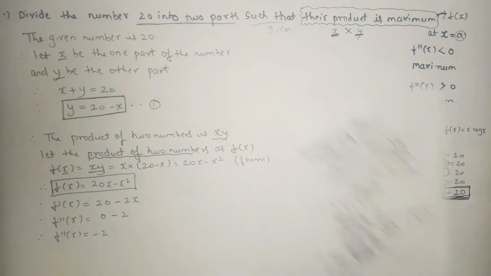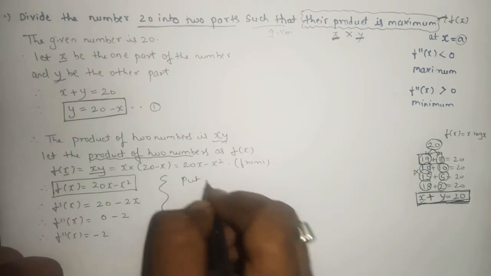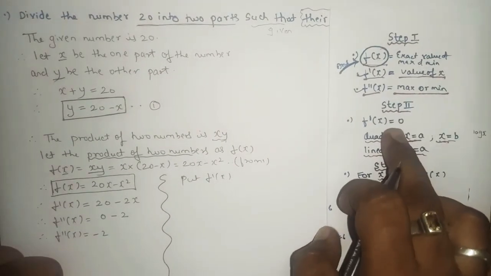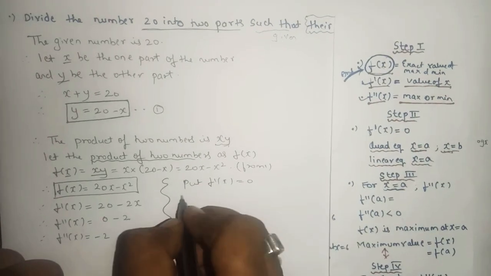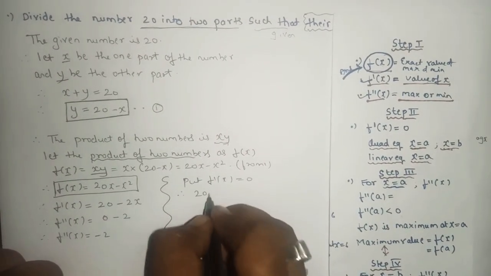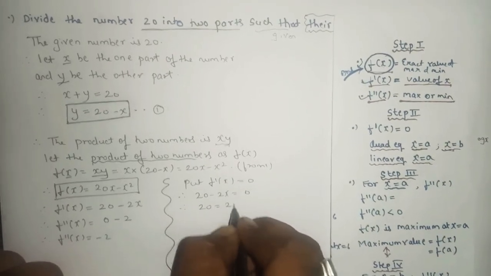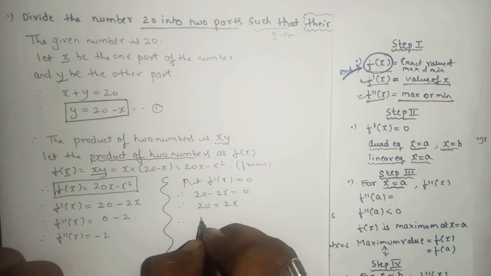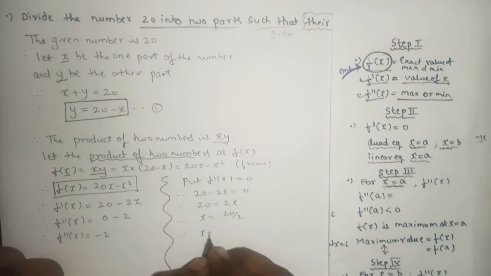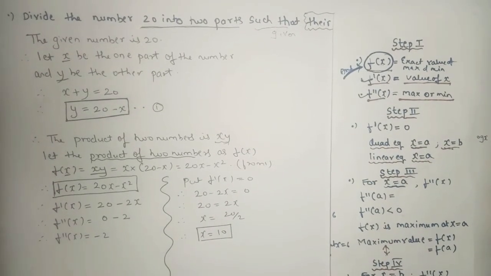Okay. After this, we know that we put f dash x equal to 0 as the second step to get the value of x, yes or no. So f dash x is what? 20 minus 2x equals 0. So therefore 20 equals 2x. So therefore we can say x equals 20 upon 2. So here x equals what? 10. Here we got the value of x.